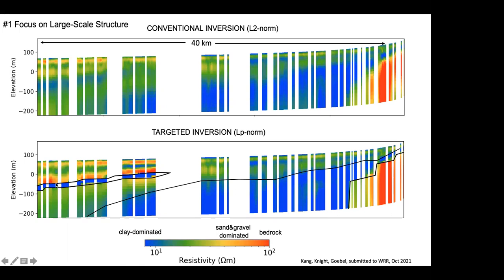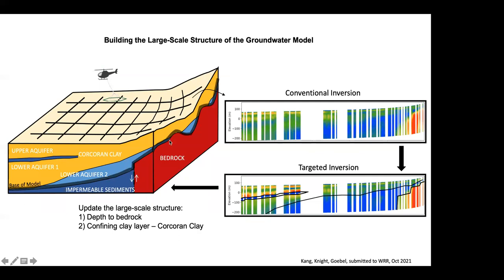So, all to say, by taking on a new way of inverting the data, we got a fabulous resistivity image that allows us to map out where the Corcoran clay is, where the bedrock surface is, and we were able to start building a large-scale structure of the groundwater model. We were able to very accurately map out the topography on the bedrock surface. We were able to map out the extent and thickness of this Corcoran clay layer. And we were able to start getting information about these impermeable sediments.